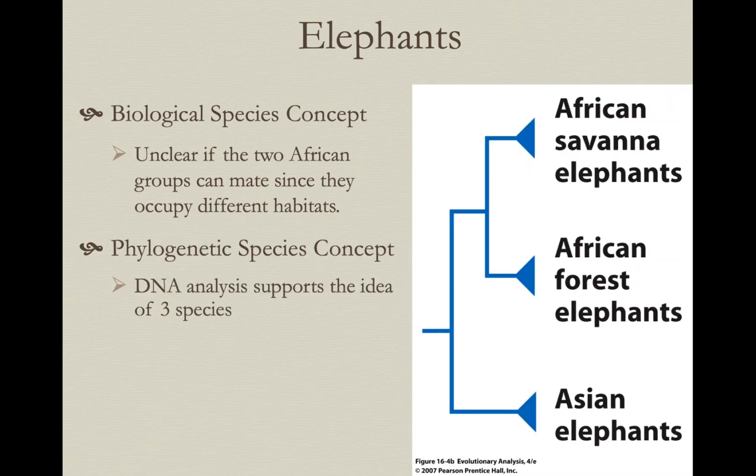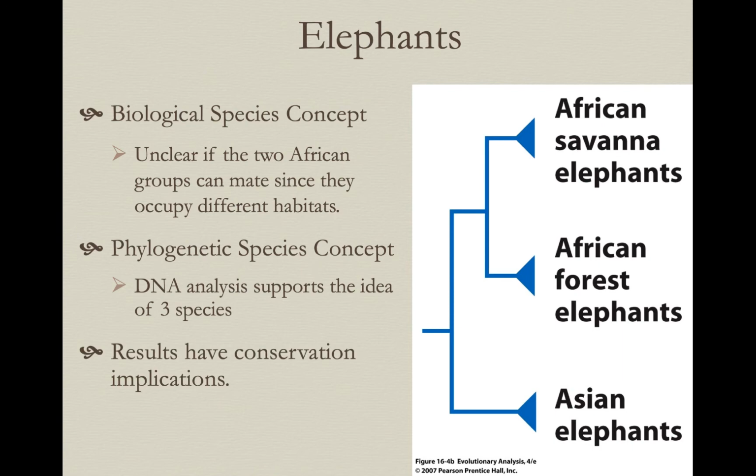Well, the phylogenetic species concept, if you look at genetic distinctions, you see that yes, there are 3 species in agreement with the morphospecies concept. So again, we have 2 species definitions that are in agreement and one that in this case is not disagreeing, but it's just not really able to inform on the question.